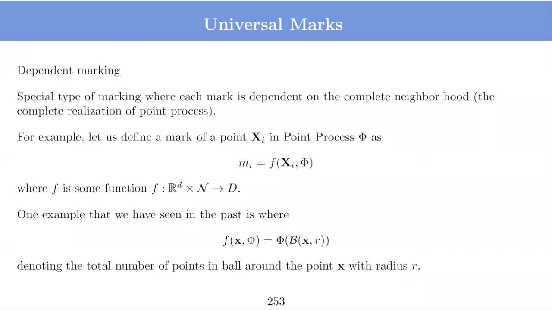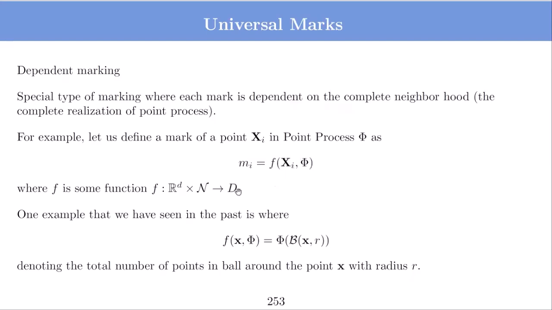So in that case, you can think that for any point xi, the mark is a function of the point and the complete point process. Okay. So here you take the complete marked point process, and this will depend on that. Okay. And this is a dependent mark because every point is dependent on the same realization. Okay. So there is some correlation on that.